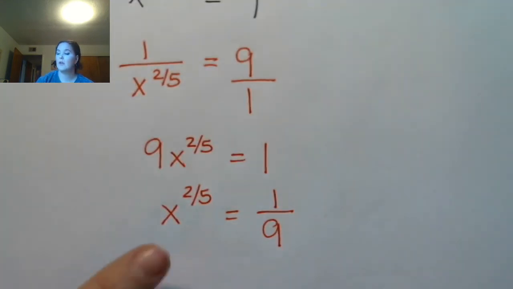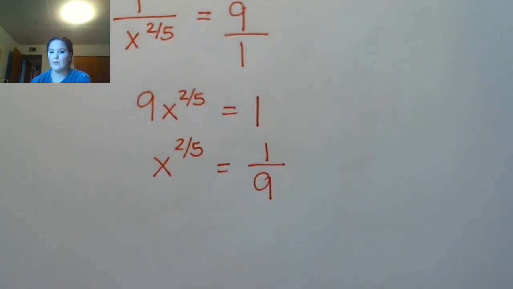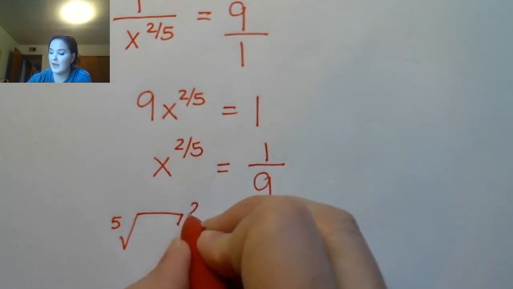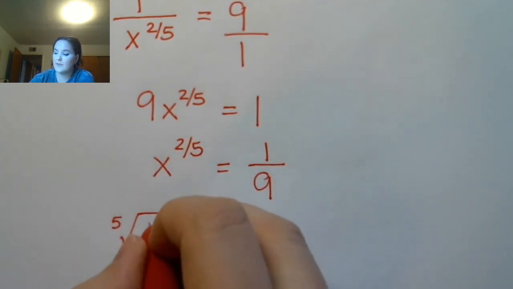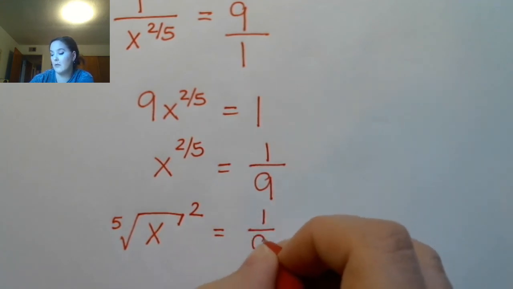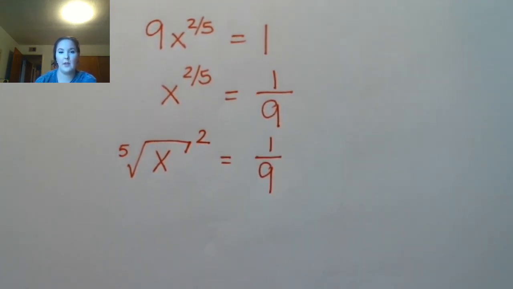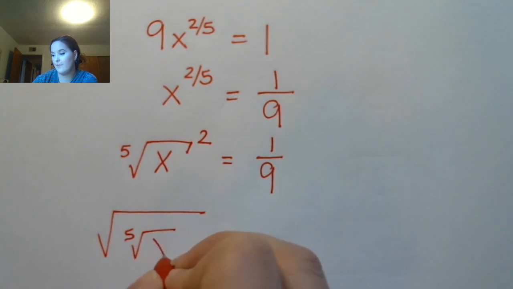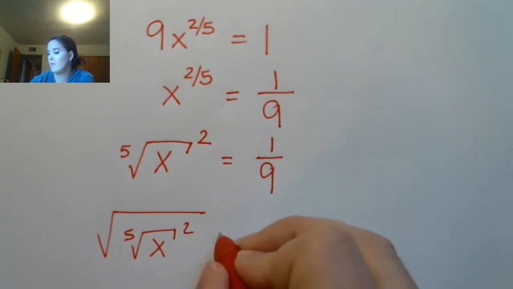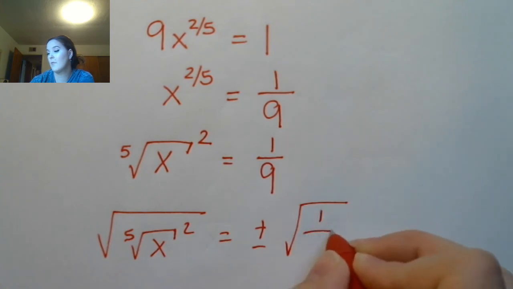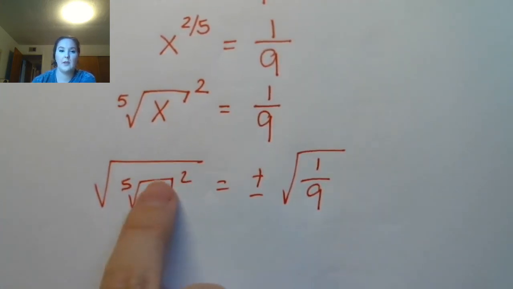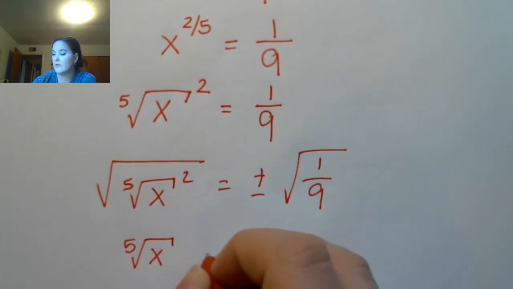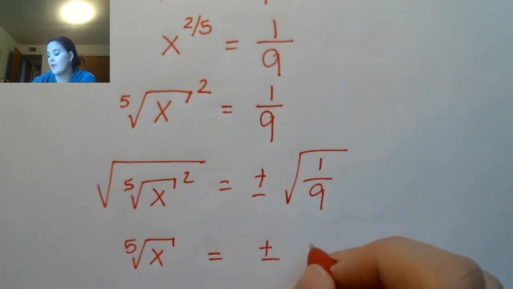Now that I have it isolated, I can change to radical form. So the denominator becomes my index, the numerator becomes the exponent, and the base becomes the radicand. Now I want to get rid of the square, so I'm going to square root both sides. The square root of the square, those cancel, so I'll end up with 5th root of x. And the square root of 1/9 is 1/3.